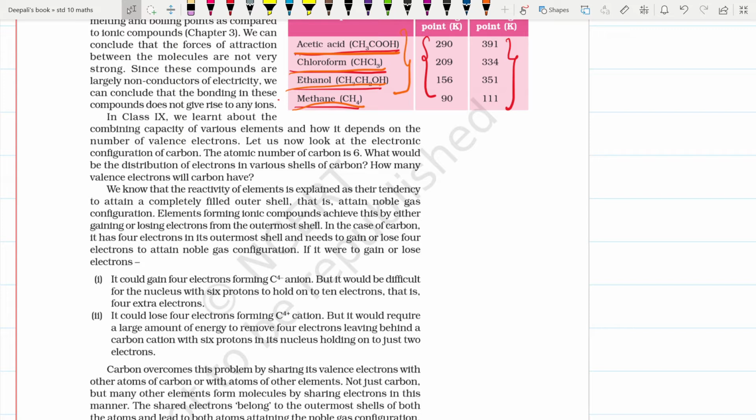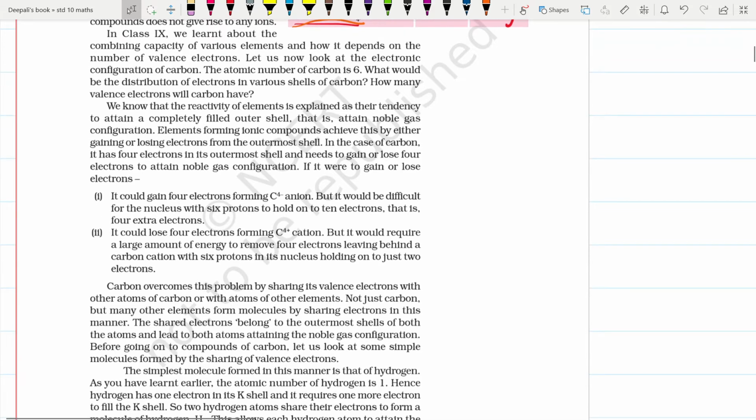The elements forming ionic compounds achieve this by either gaining or losing electrons from the outermost shell. In the case of carbon, it has 4 electrons in its outer shell and would need to gain or lose 4 electrons to attain the noble gas configuration. If it were to gain 4 electrons and form a C4 minus anion, then it would be difficult for the nucleus with 6 protons to hold onto 10 electrons, that is, 4 extra electrons.